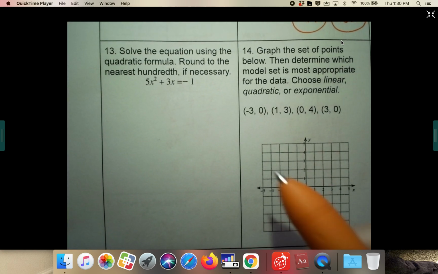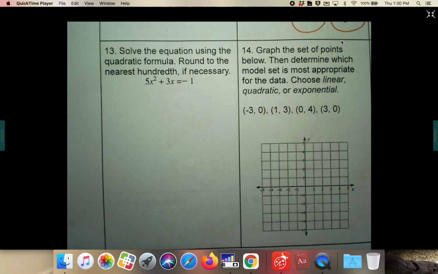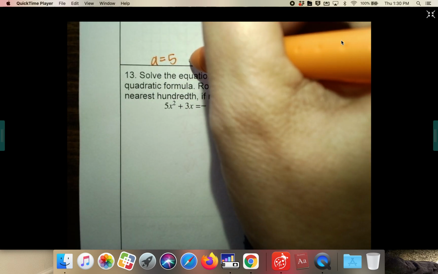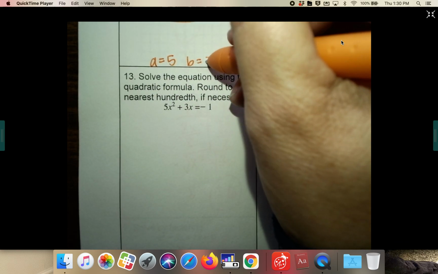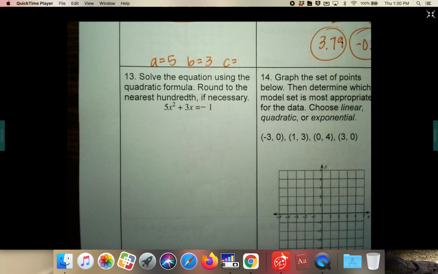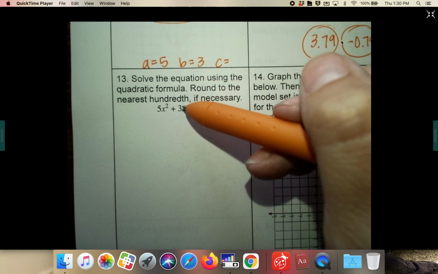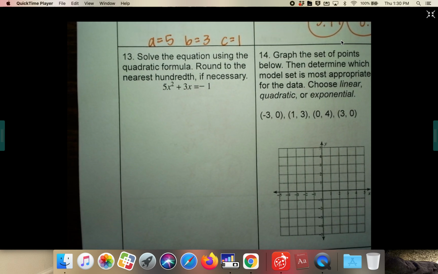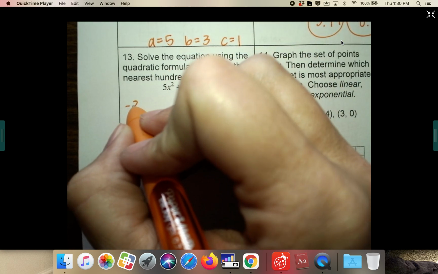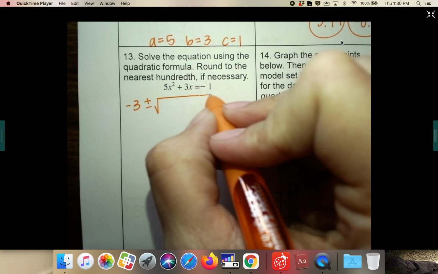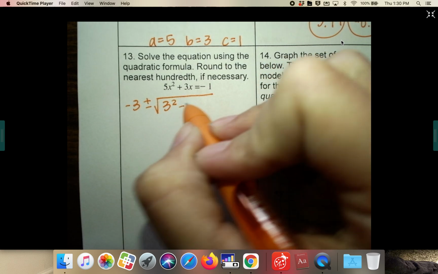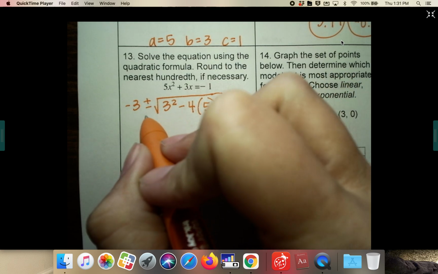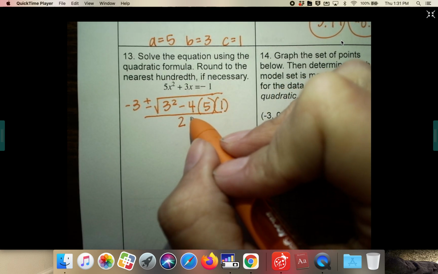We've got this. Move this over to the other side so it's equal to 0. And we've got A is 5, B is 3, and C is going to become positive 1 because I'm going to add it to move it over to the other side. Okay, so x equals the opposite of B plus or minus the square root of B squared minus 4AC, all over 2A.